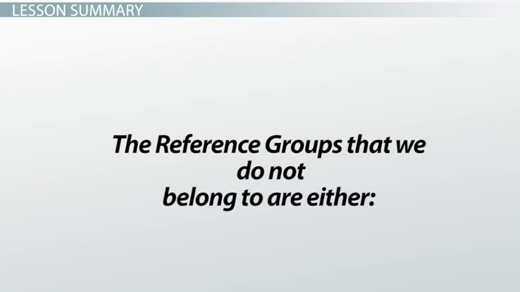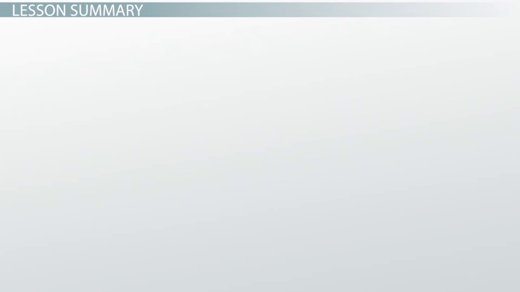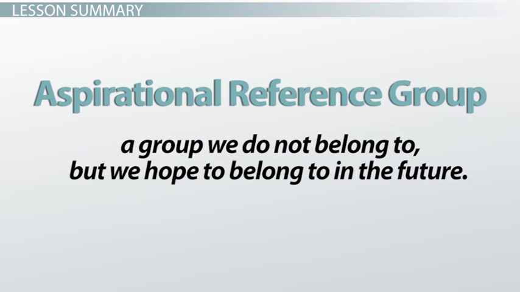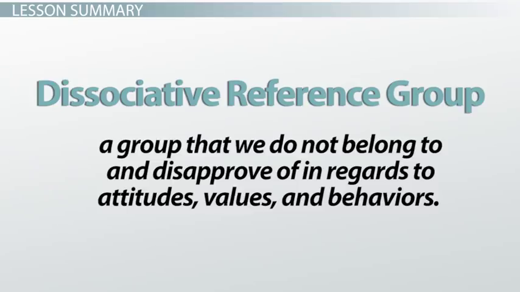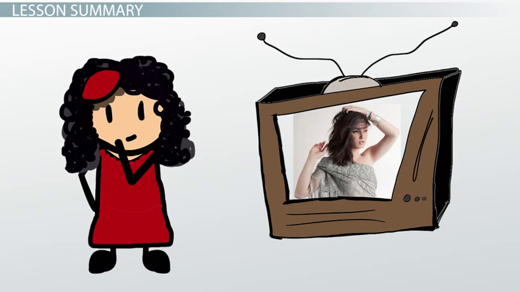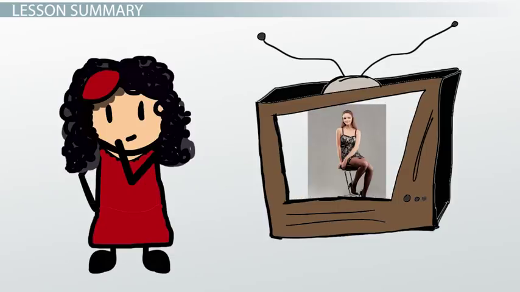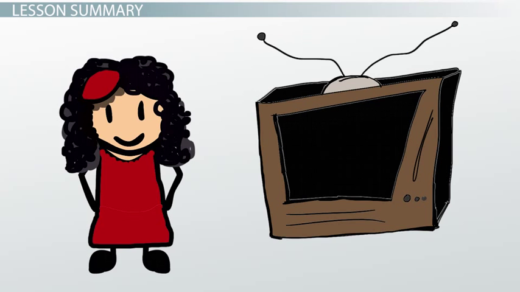The reference groups that we do not belong to can be either aspirational or dissociative. An aspirational reference group is a group we do not belong to, but we hope to belong to in the future. A dissociative reference group is a group that we do not belong to and disapprove of in regards to attitudes, values, and behaviors. So, the next time you find yourself comparing your weight to the supermodels you see on television, remember that this may not be the best reference group for you.